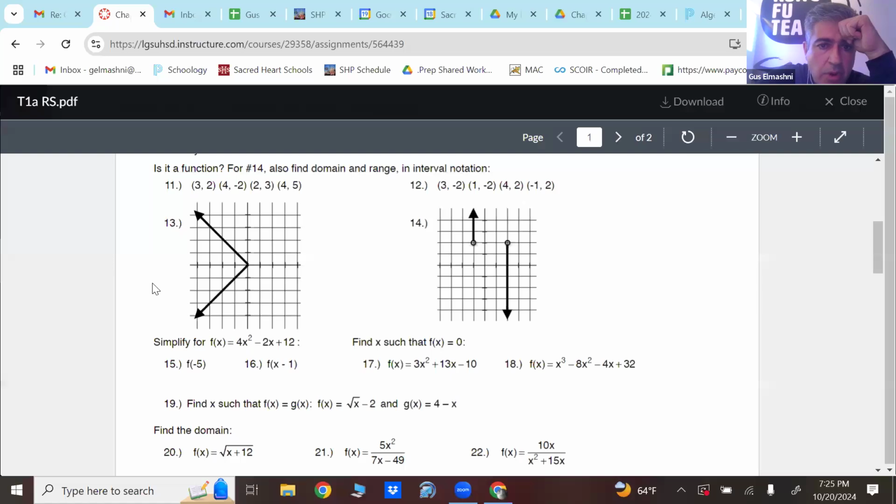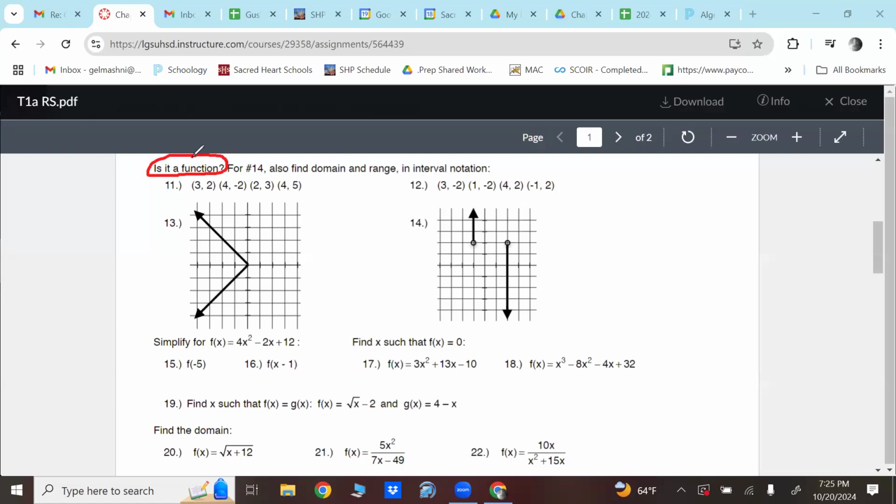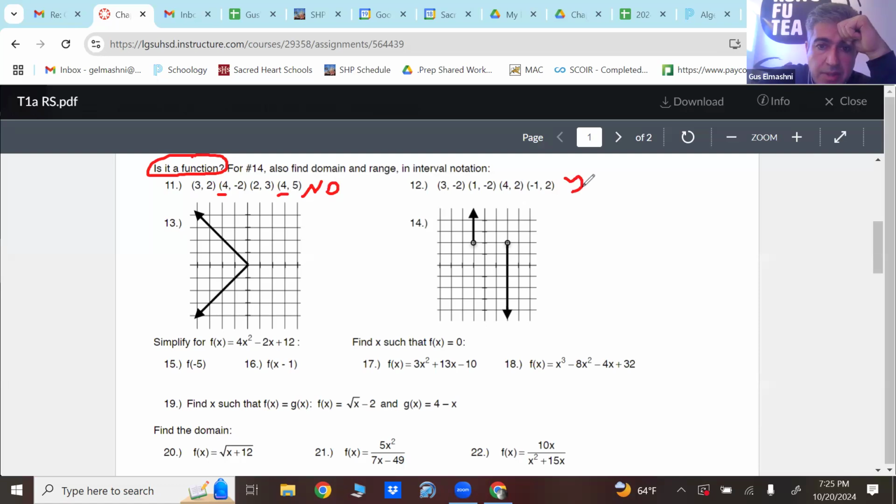Okay, so let's talk about 11 through 14. How can you tell something's a function or not? Oh, if the x value, like there are repeating y values to x values. Actually, you don't want repeating x values, which we have here. So that's not a function, that's no. That's yes.